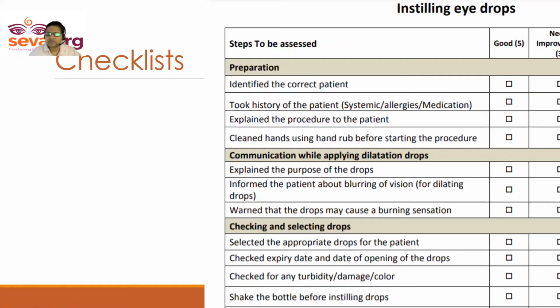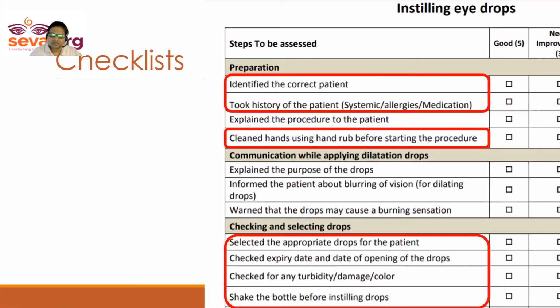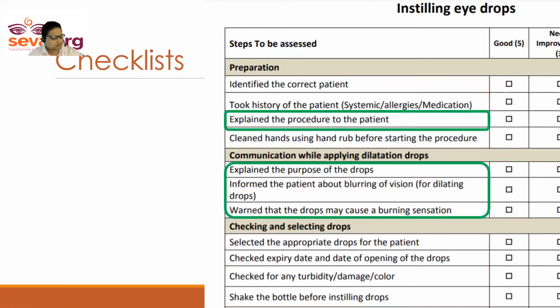But some of the things we've built into this, like for example, this is another checklist for instilling eye drops. You'll see we've built in some of the steps which ensure patient safety: ensuring correct identification of the patient, checking for any contraindicating allergies, ensuring hand sanitation before starting, correct eye drops, checking the expiry date. So these are simple things that are related to safety. And again, some things that have to do with patient centricity. Have you communicated to the patient about what you're going to do to them? Have you warned them that it'll burn for some time? Have you warned them that they'll experience blurring of vision?